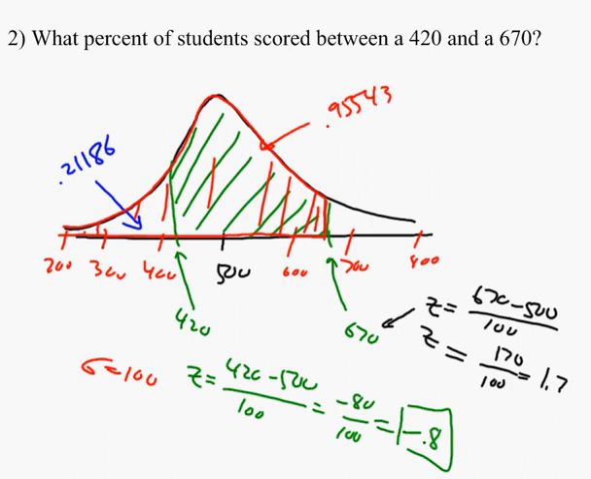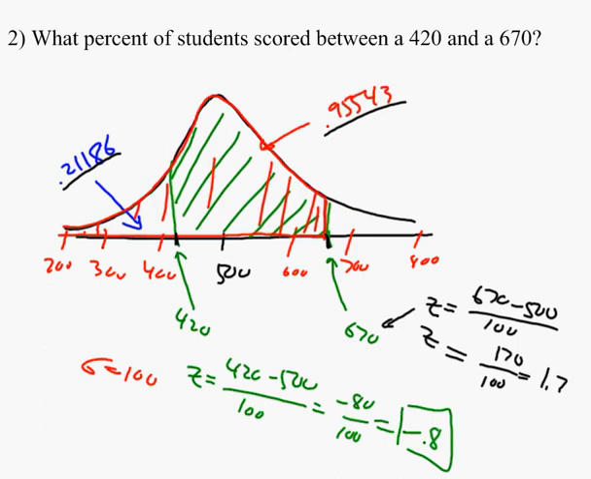Okay, so I think we're ready now. If we look carefully, the 0.95543 includes the area from 670 over here, and then all the area to the left. And then if we look at where 420 hits the x-axis and the z-score of negative 0.8, we know the area to the left of that point is 0.21186. So you realize that this 0.95543 actually includes the 0.21186.